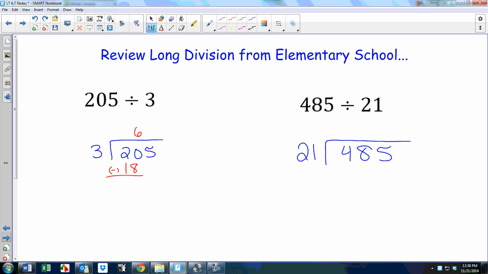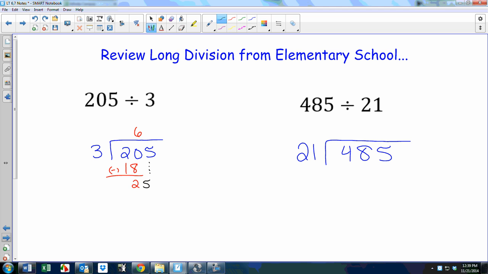You're subtracting 20 minus 18. Remember, you're subtracting the 2 minus 1 and the 0 minus 8. You just have to borrow from the 0. You have to borrow from that 2 to make it 10. All right, you're subtracting them both is what I'm getting at. But you get 2. And then what do you do? Right, you bring down the 5, and then you do it again.